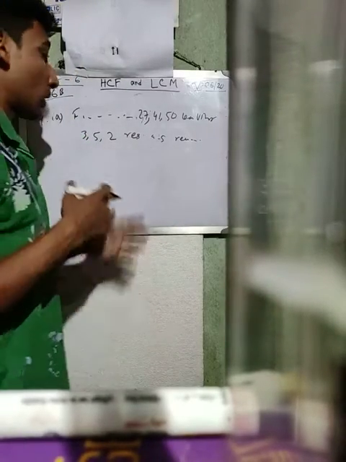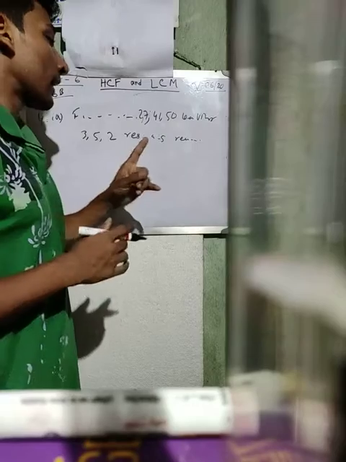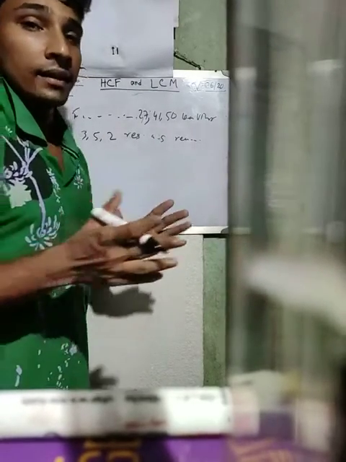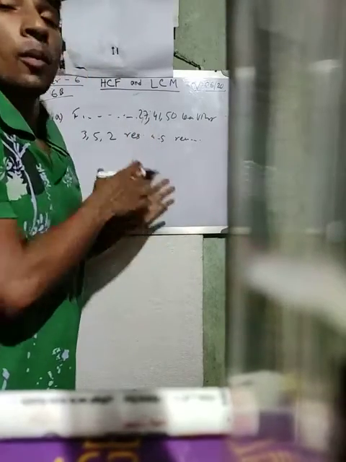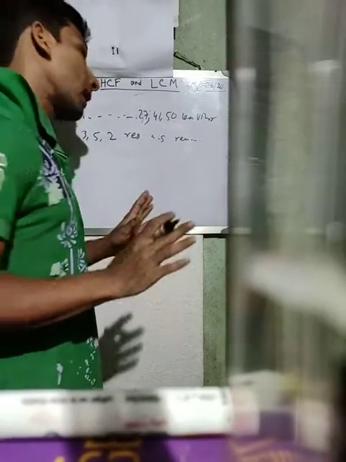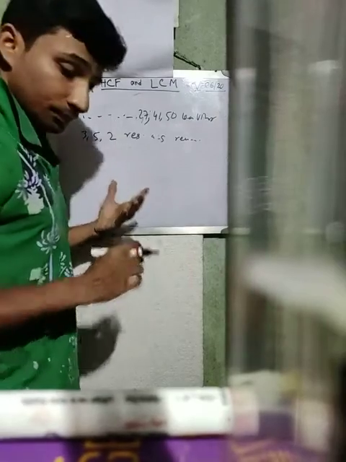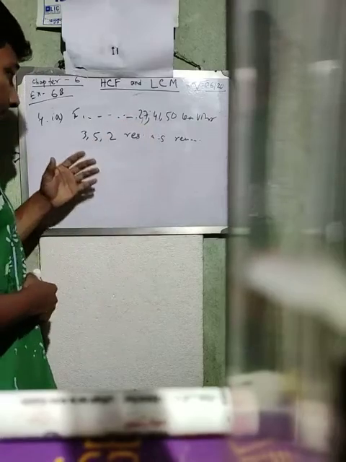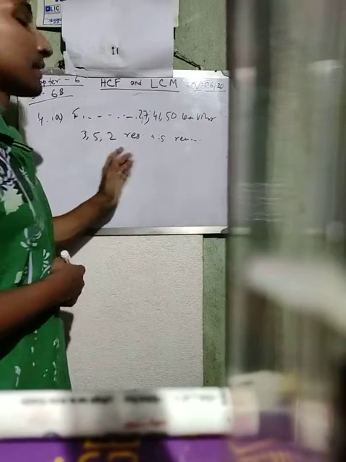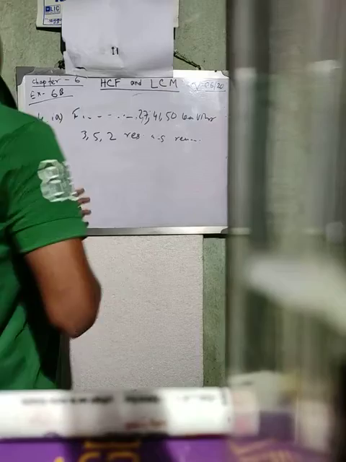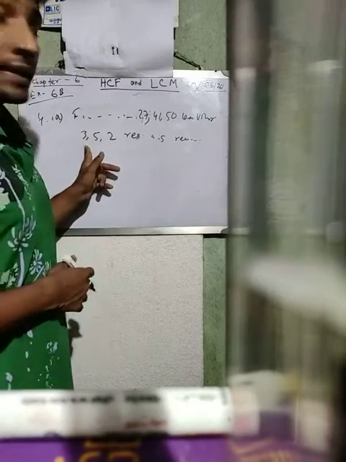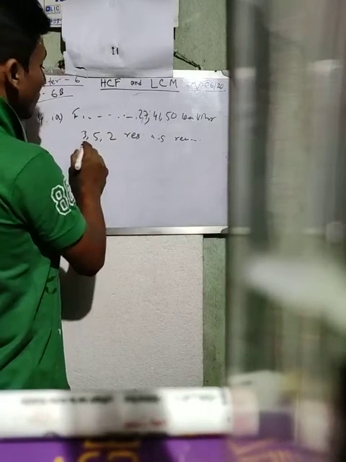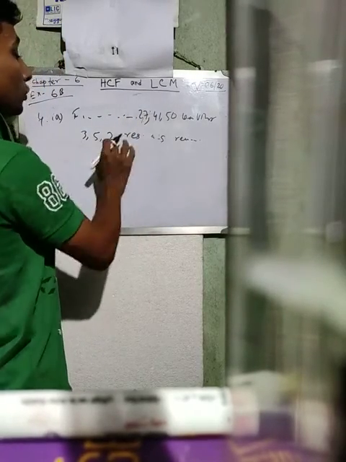Now see, in the previous sum there was a common remainder. That means for both dividends there was only one remainder; the remainder for both divisions was the same. But here you have given that the remainders are different. First remainder 3, second remainder 5, third remainder 2. That means for 27 it is 3, for 41 it is 5, for 50 it is 2.